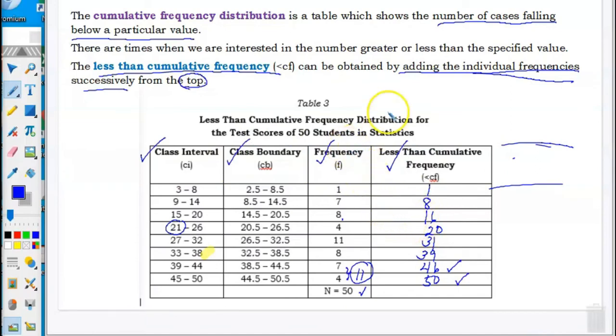Now, provided that we want both, how do we label that? If both are given, class interval, class boundary, frequency, less than, and also the greater than cumulative frequency, then it is not right to label it as less than or greater than, but rather we can have it as cumulative frequency distribution for the test scores of 50 students in statistics. It is important that we have the table number and it is important that we have the table title. Are we clear on this?